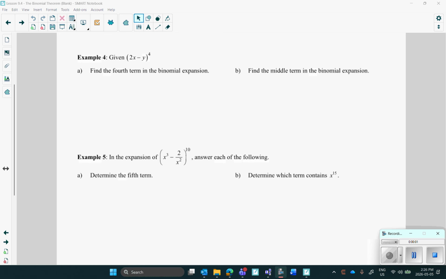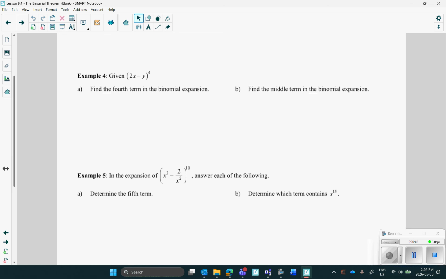We talked about how we can use combinations to find certain term numbers when we take a binomial and raise it to some exponent. Okay? Whether we raise it to the 4th, the 10th, the 15th, whatever. Okay? Do you remember the formula?